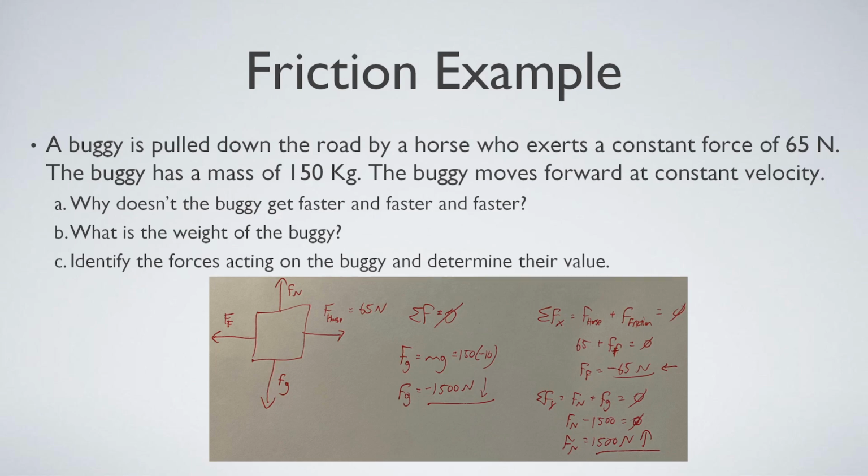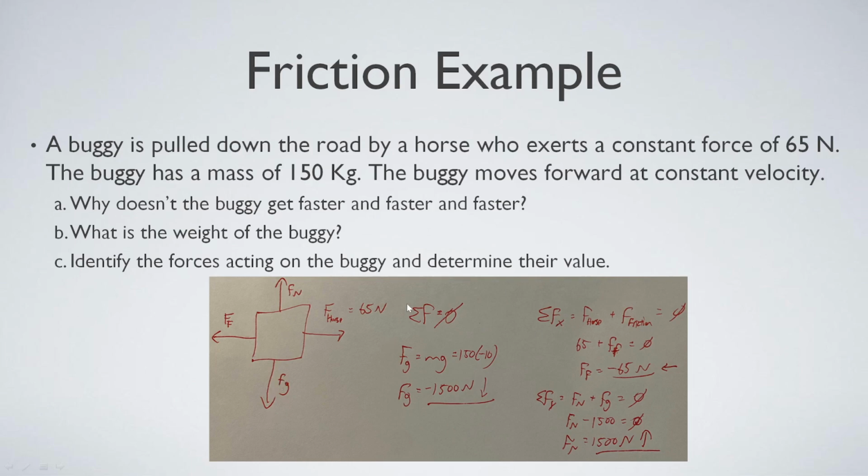It's not something the buggy's doing by itself. Friction always comes from outside of the object in question. And so in this particular case, if the buggy's not speeding up, the forward horse force must be balanced with the force of friction backwards. And similarly, since the buggy is not accelerating up or down, then the two most likely vertical forces, gravity down and normal force up, must also be canceling out.